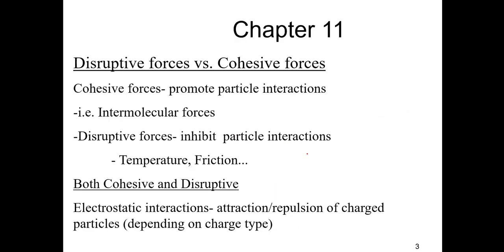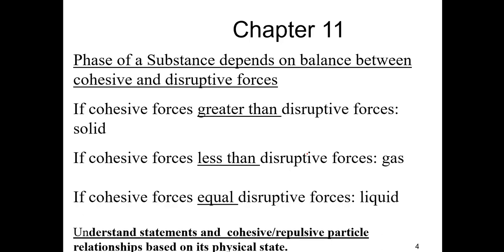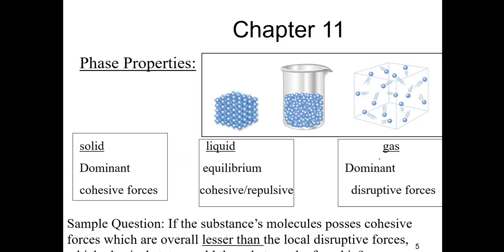You could see it on a multiple choice question, for example. And then you need to be able to apply these statements in a question like slide 5, which is really easy in my opinion. So for example, here you have a solid, here you have a liquid, here you have a gas. If the cohesive forces are keeping the particles really close together because they're really attracted to each other, it's dominant cohesive, then it's going to be a solid.